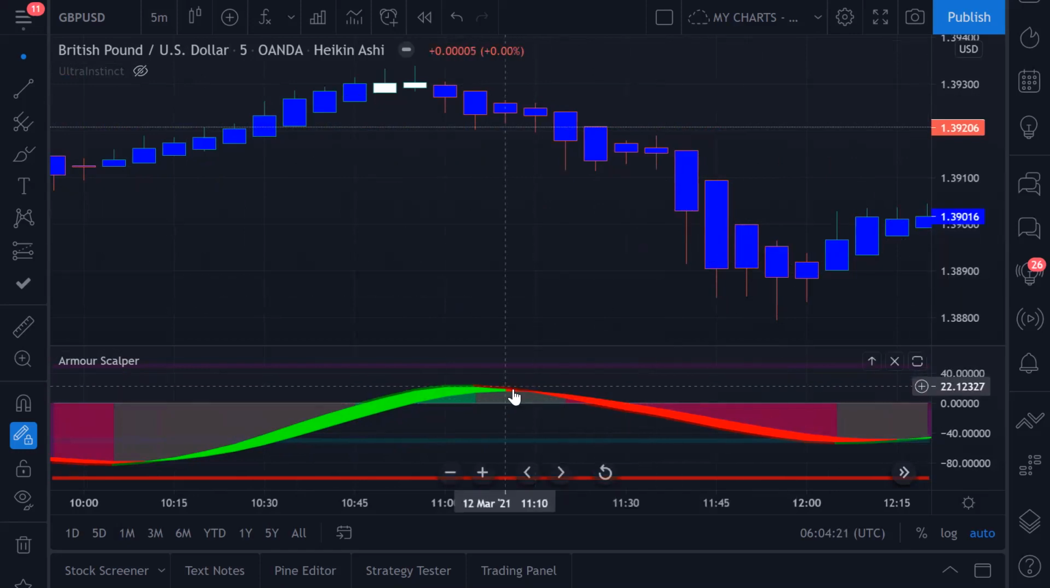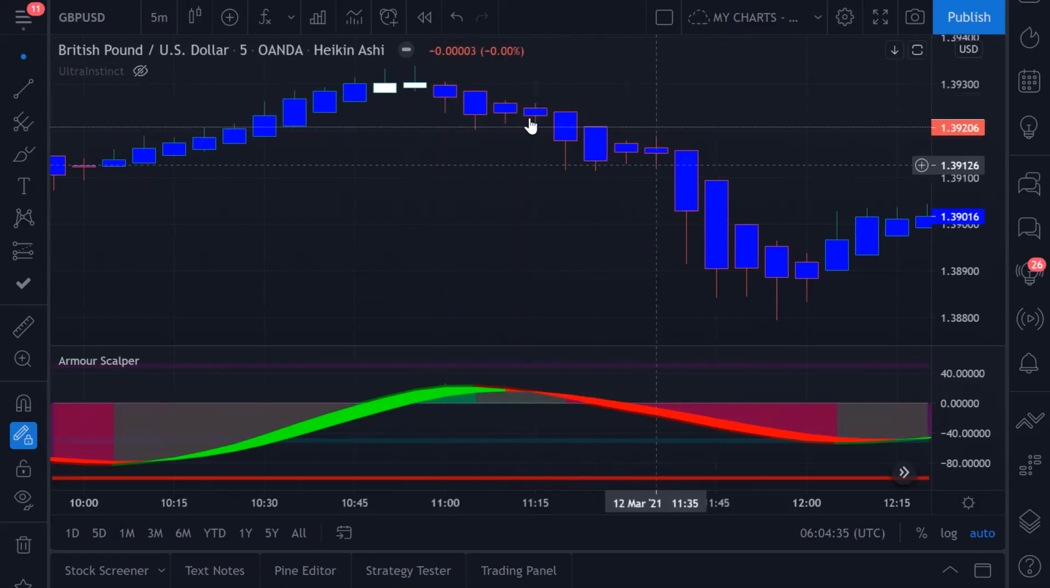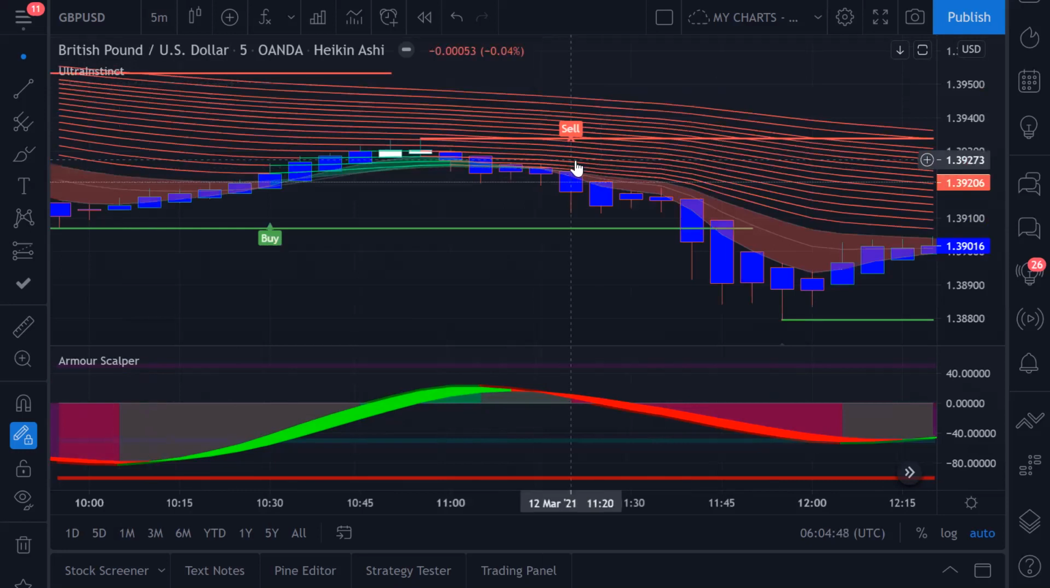So when these match, the red wave and red trend line, and red candles with the blue background, it means price will go down. If all three match, price will go down, and you will see a sell label here. Let me load ultra instinct. Look, sell label here, everything is match, short.